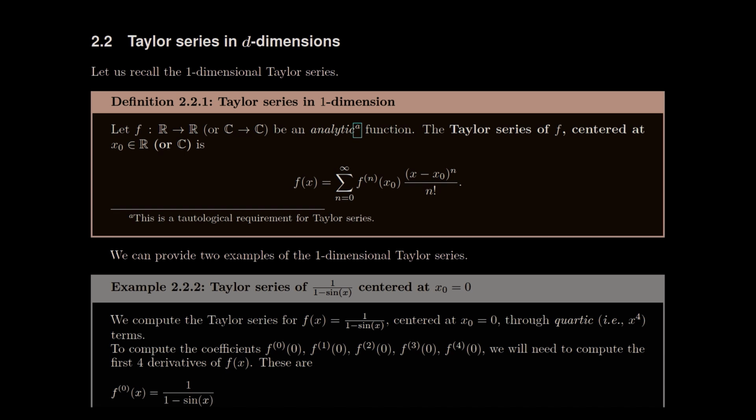But we start out just as a nice recollection. Maybe it's been a while since you were working too hard with Taylor series in Calc 2. How do we define the Taylor series of a function even in one dimension? So we're going to stick to one dimension right away. We're going to say, hey, f is going to be this function that maps the real numbers to the real numbers, and we're going to call it analytic. Now, in fact, analytic is a tautological requirement for the Taylor series. We define the analytic functions as the ones which have Taylor series.